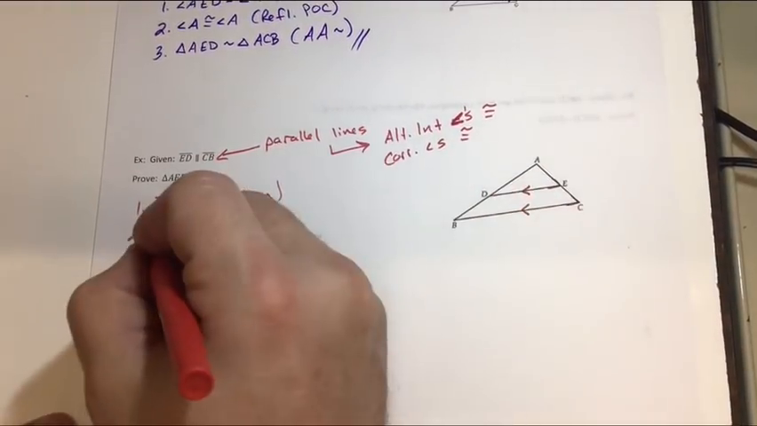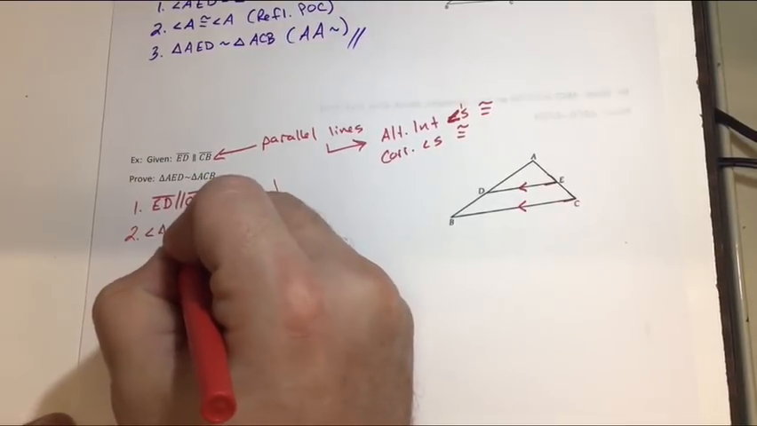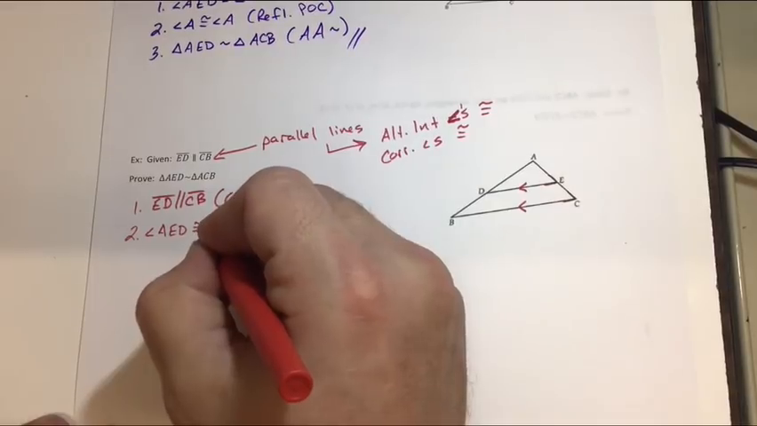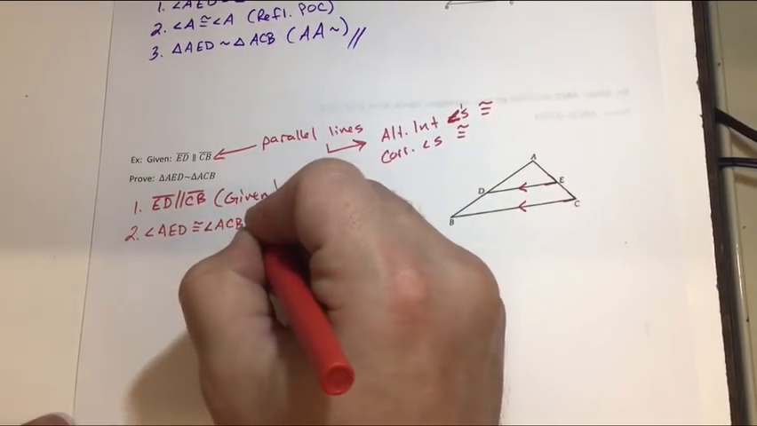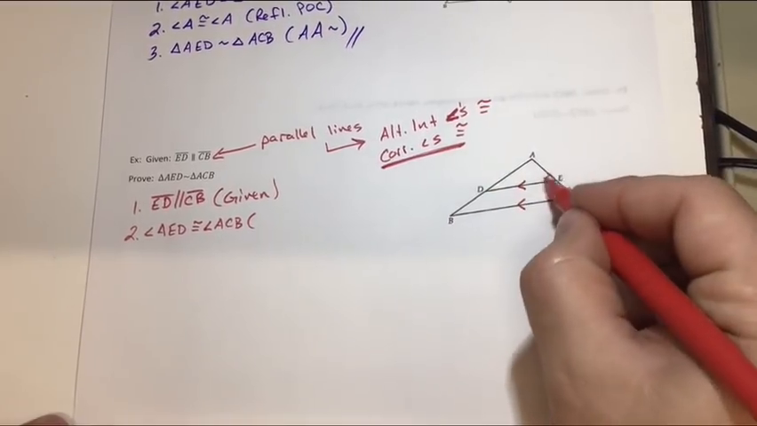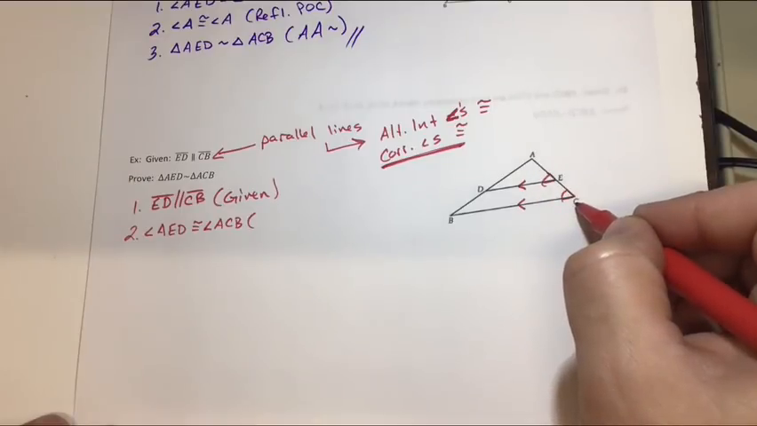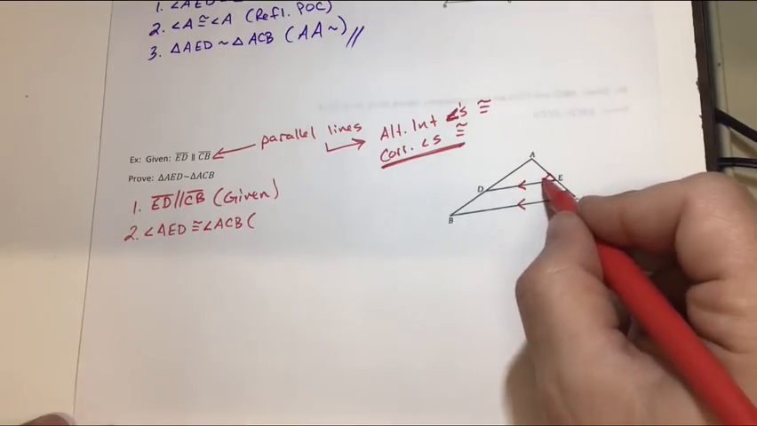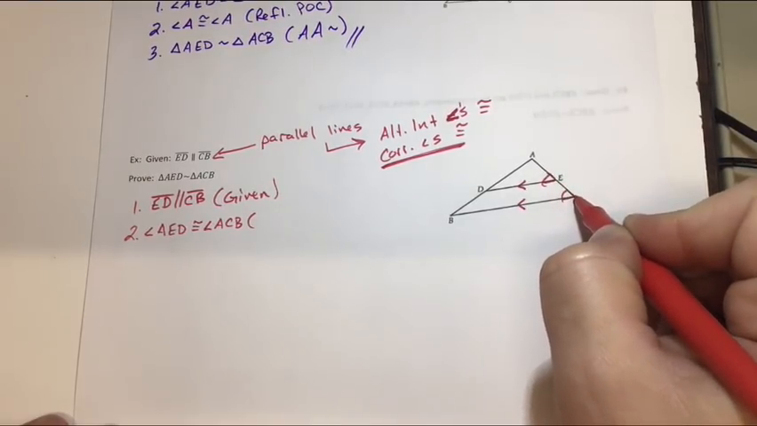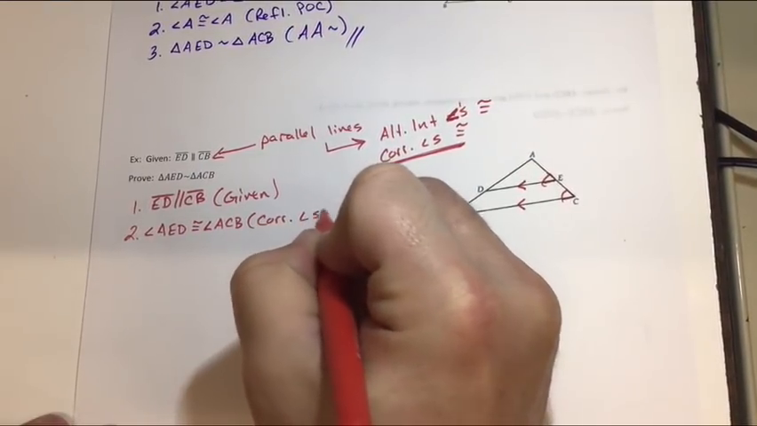I'm going to say that angle E, or rather angle AED, is congruent to angle ACB because those are corresponding angles. You need to be able to recognize that these are corresponding angles because they're both to the left of this transversal AC and they're both above their respective lines from the parallel lines. It's like I could slide angle E down right on top of C and it would be the same angle. So those are congruent because they are corresponding angles.